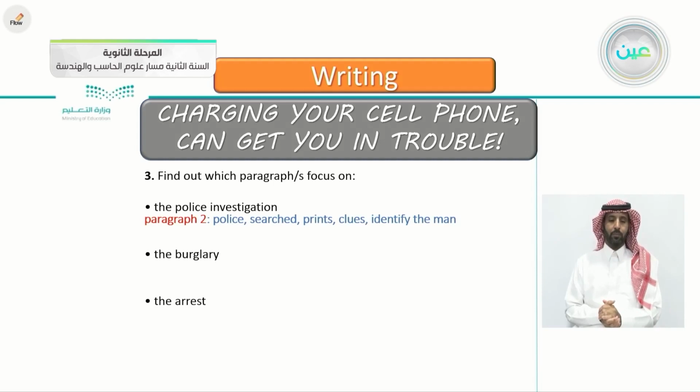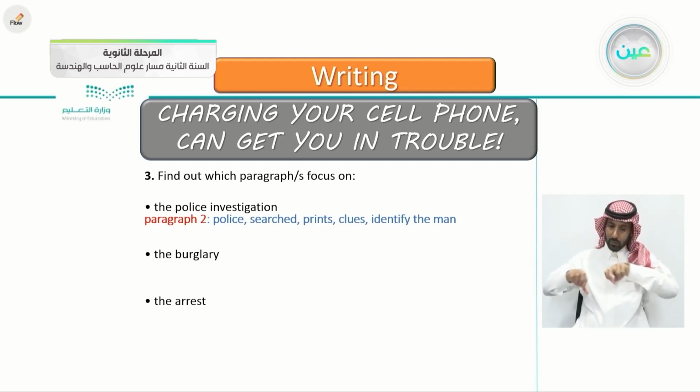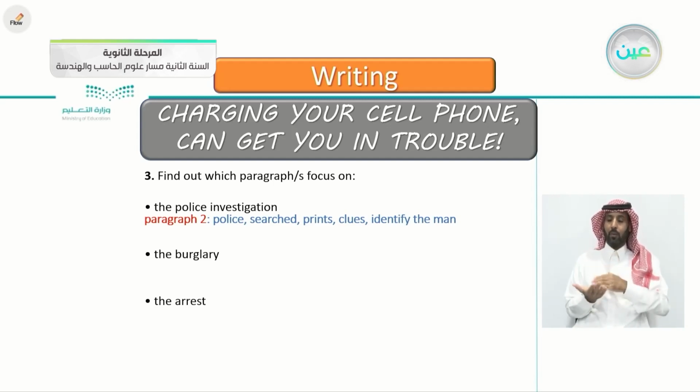Yes, the second paragraph, paragraph 2, because of these words: police searched. Searching is part of the investigation. Prints, clues, identify the man. So some of these words can help you figure out the answer. Again, it was paragraph 2 because of these words: the police and the word searched, prints, clues, identify the man.